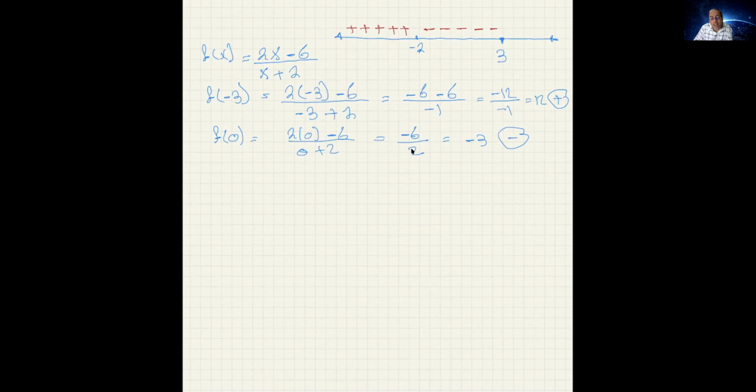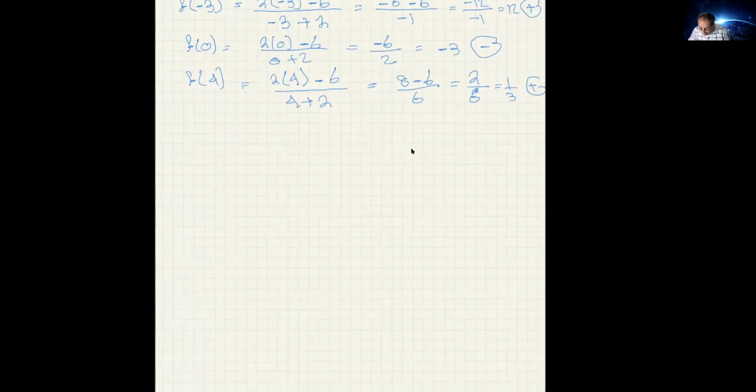Now, let's test the third one. If you give me any value that is greater than 3, the first one that comes to my mind is 4. So 2 times 4 minus 6 divided by 4 plus 2. So I have 8 minus 6 divided by 6, so I have 2 over 6, which is 1/3, positive. So this area is positive. Okay, so far? So now it's time to graph the function.